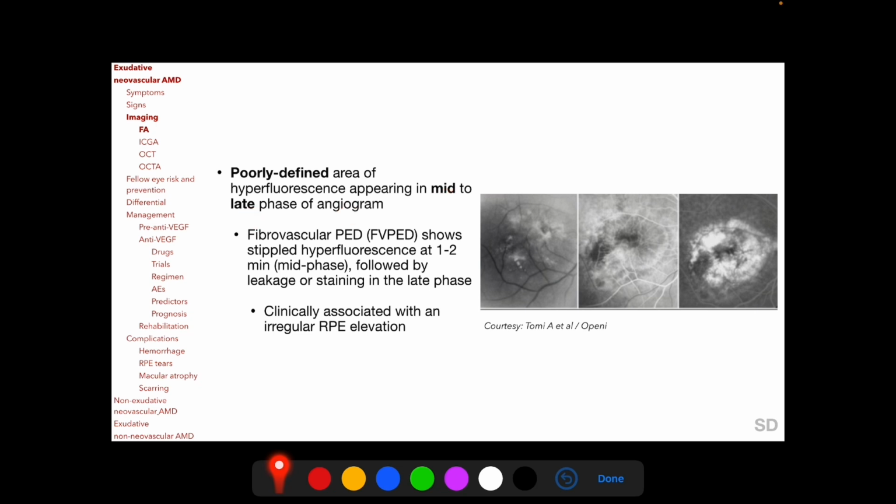So these two subtypes of occult MNV do not show fluorescence in the early phase of the fluorescein angiogram. Fibrovascular PED shows stippled hyperfluorescence at 1 to 2 minutes, which is the mid phase of the angiogram as shown here, followed by leakage or staining in the late phase of the angiogram as represented by this photograph. Clinically, fibrovascular PED is associated with an irregular RPE elevation. So fibrovascular PED starts demonstrating fluorescence 1 to 2 minutes after injection of the fluorescent dye, that is in the mid phase of the angiogram, and is clinically associated with an irregular RPE elevation.